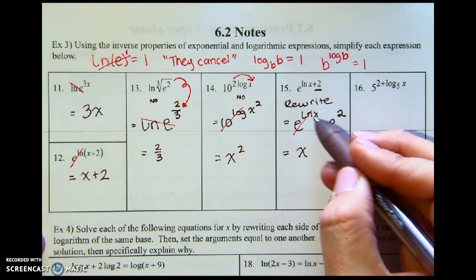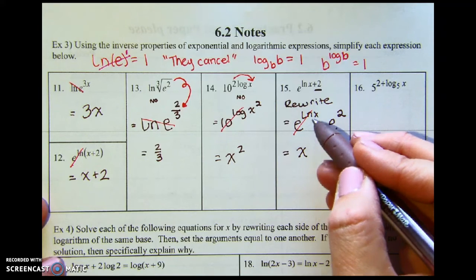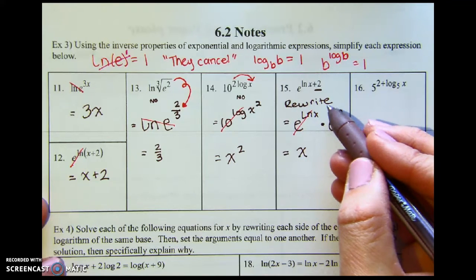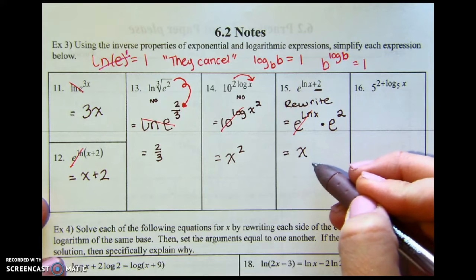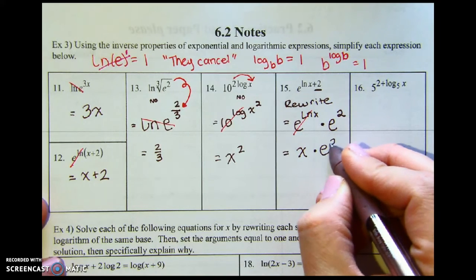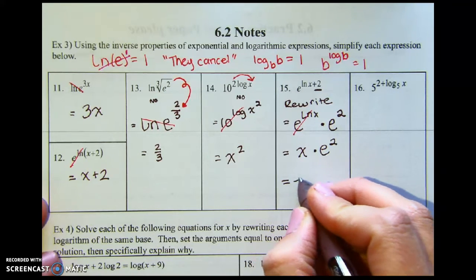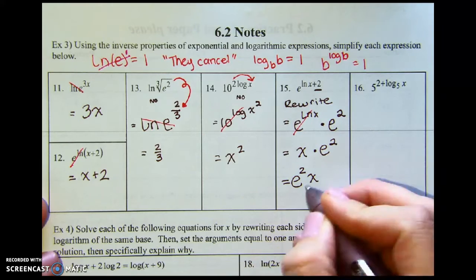So the x is trapped in the exponent, and that's why logarithms were invented, to save the x from the tower and bring it down to the ground because it's afraid of heights. It told me that one time. x times e squared, that's it really. I mean, could we write e squared times x? Yeah, you could write that.